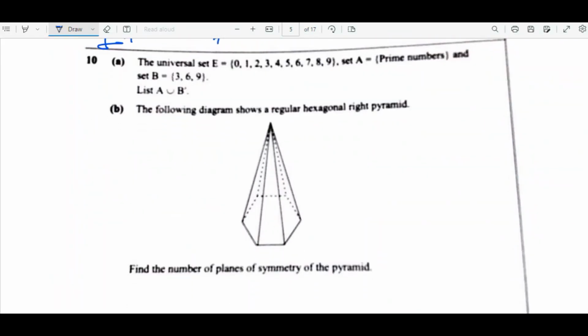Okay, so the universal set E represents the universal set: 0, 1, 2, 3, 4, 5, 6, 7, 8, and 9. Set A is the prime numbers, and set B is 3, 6, and 9. List A union B complement.